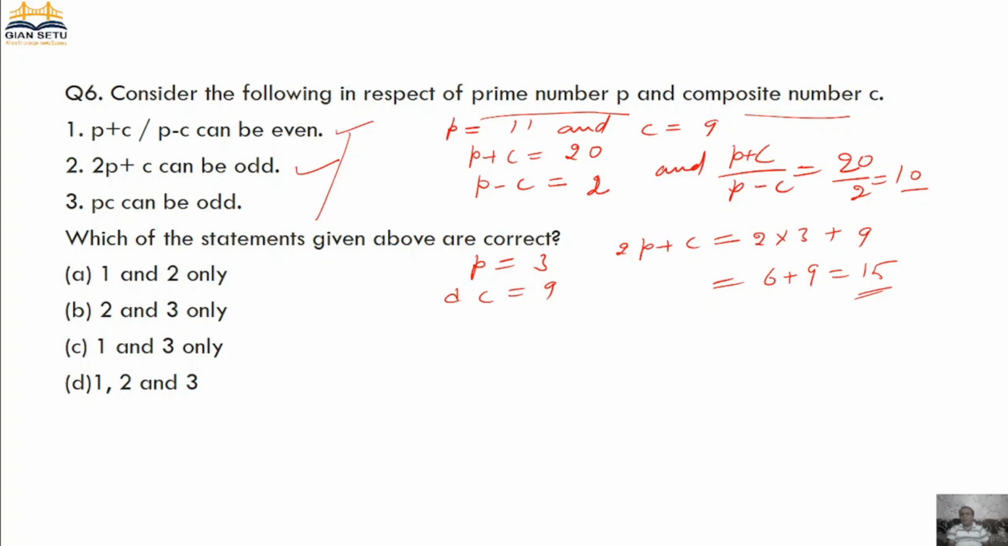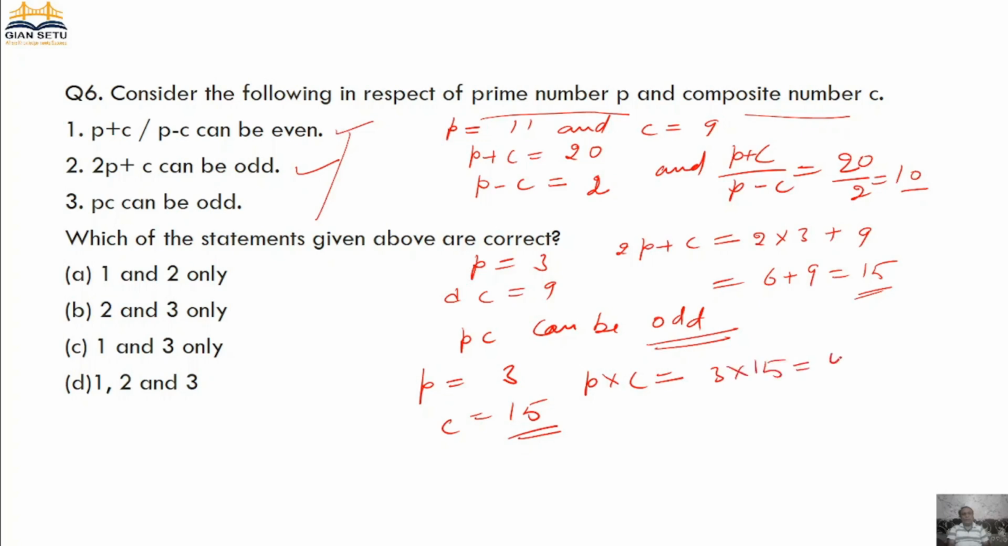Now let's see statement 3. PC can be odd. Okay. Now suppose P is equal to 3 and C is equal to 15. Right. Now P into C will be 3 into 15 is equal to 45, which is an odd number. So statement 3 is also correct. Okay. So here answer will be 1, 2 and 3.